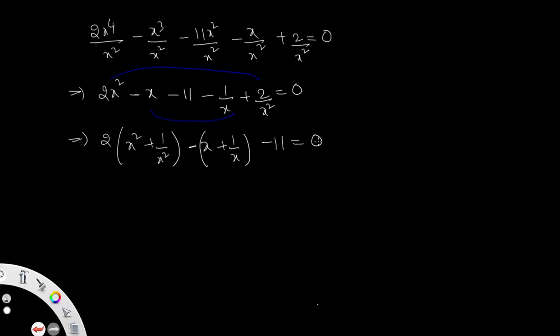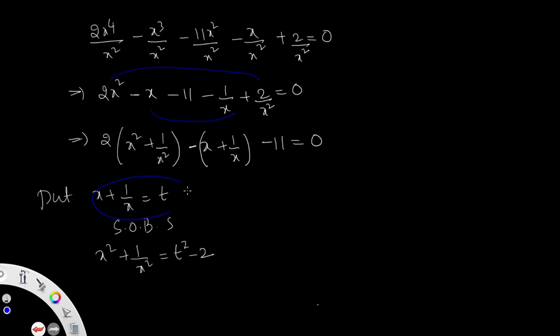This is the equation. So, as in the previous problem we have done, put x plus 1 by x equal to t. Squaring on both sides, you get x square plus 1 by x square equal to t square minus 2. Now wherever x plus 1 by x appears, substitute t, and here substitute t square minus 2 in the equation.